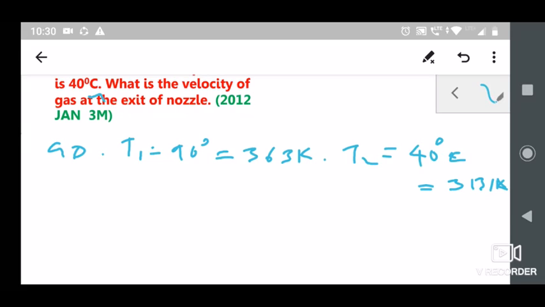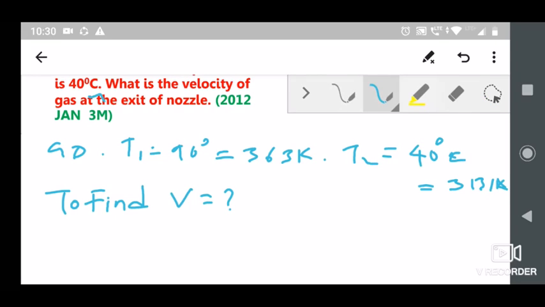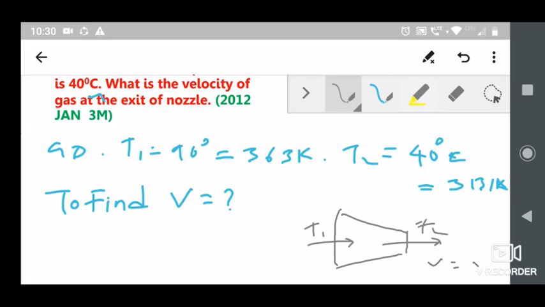Here, what we need to find is the velocity. Let's draw the sketch, then you will understand it. This is the velocity in and this is the velocity out. The inlet temperature is given as T1 and the outlet temperature is given as T2. So we need to find the velocity.